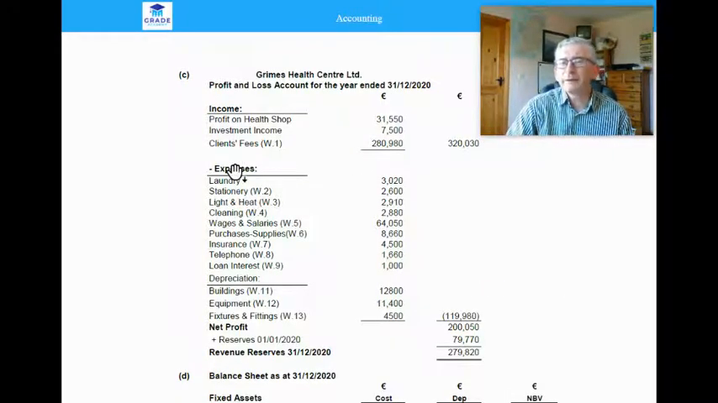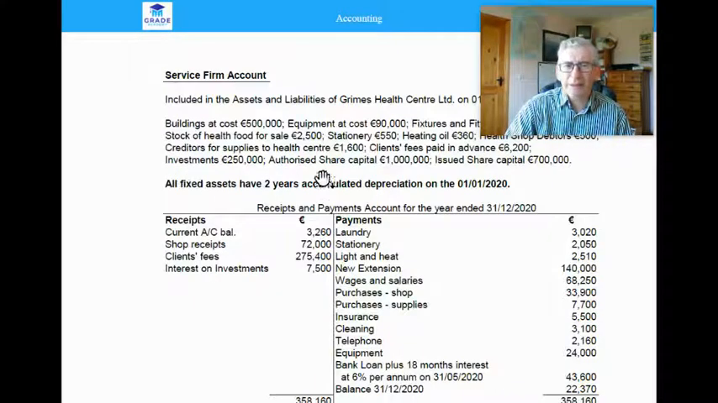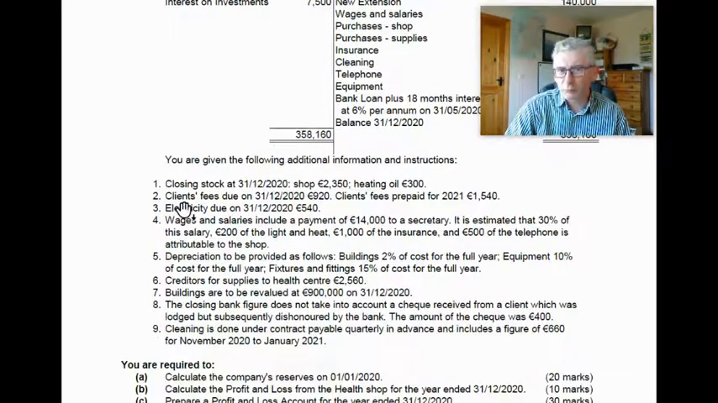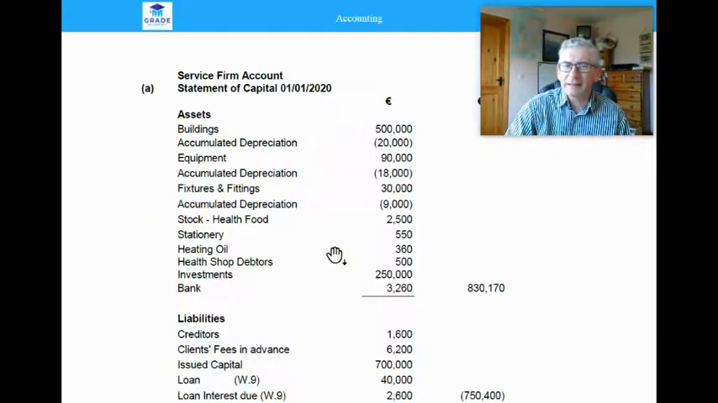Now, the first big figure in this question will definitely be the income from clients' fees. We were told in the question that we actually received clients' fees of 275,400. But now we must take account of the clients' fees paid in advance at the start of the year of 6.2. We're told in information number 2 that clients' fees due at the end of the year were 920, and the clients' fees prepaid for 2021 were 1,540. Not forgetting that there was a dishonored check from a client, and the amount of the check was 400 euro. So how do we actually deal with that in the accounts?